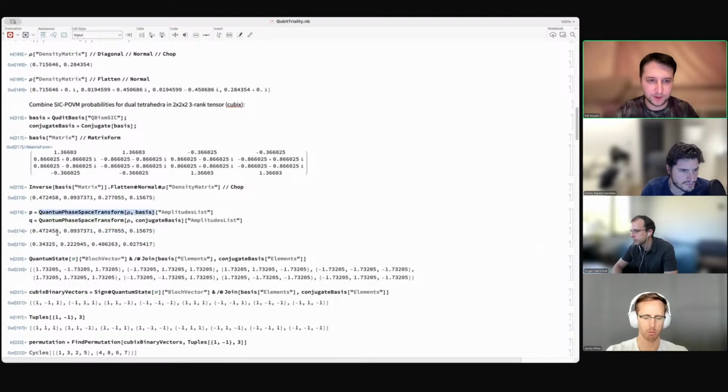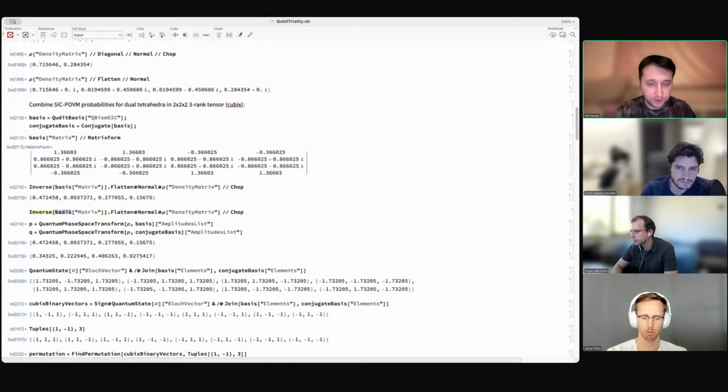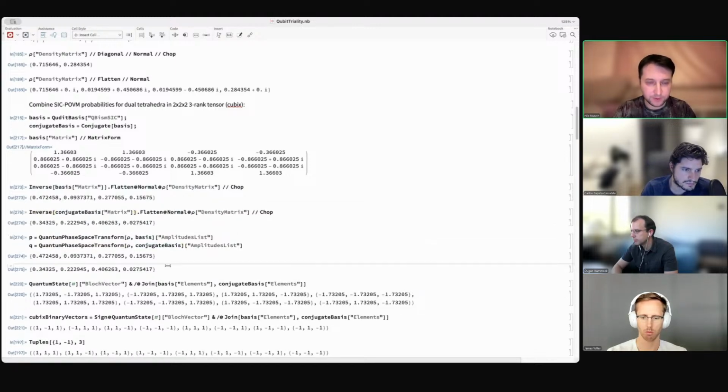So that's what I call the phase space transformation. That's how your quantum state looks in phase space. So now we have a distribution or quasi distribution. Right, and you do the same thing with the conjugate. You get these numbers. And if you want to know how they're related, obviously you just do some matrix inversion. So what can we do? Okay, I see.